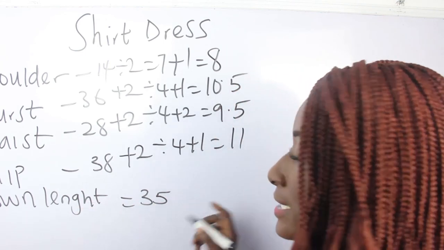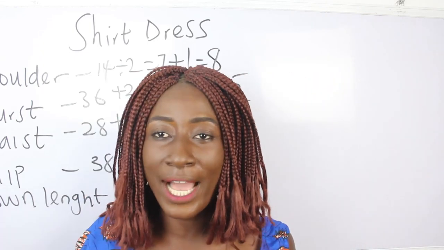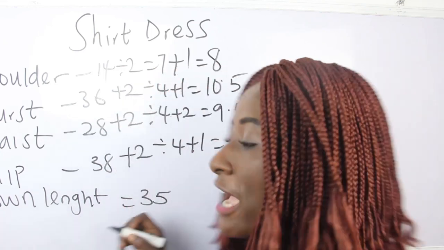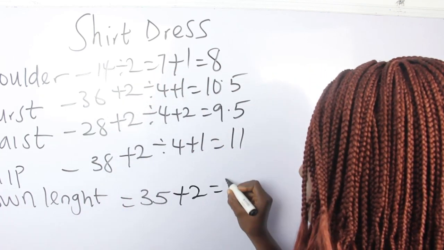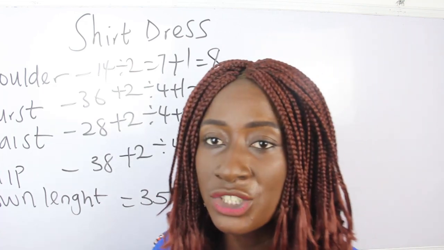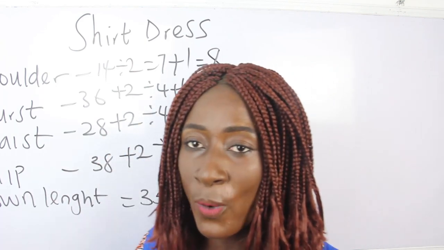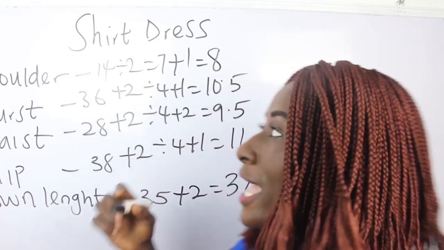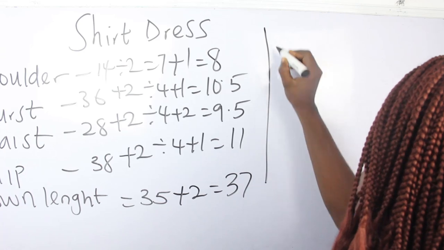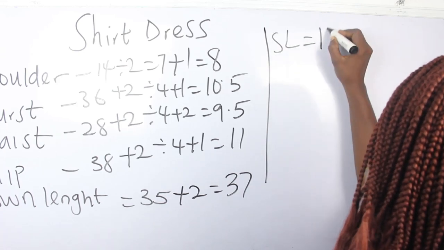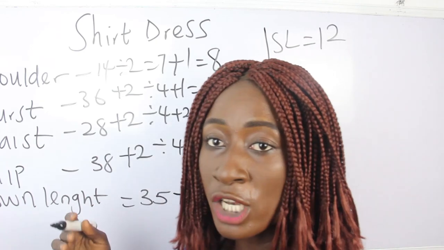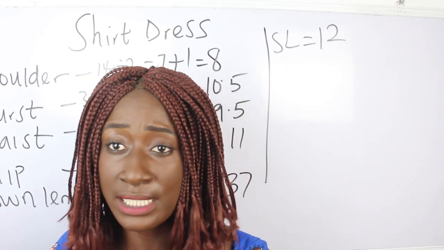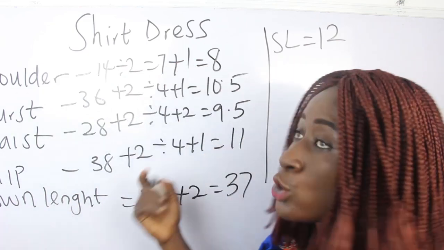Our gown length is 35. So we are going to go ahead and add our hemming allowance to our gown length. So we have 35 plus 2 inches, we have 37 inches. So these are the basic measurements required. Now, if you want your shirt dress to have a sleeve, go ahead and add your sleeve length, which is 12 inches. Basically for a shirt dress, it usually has a short sleeve, right? So our sleeve length is 12 inches.